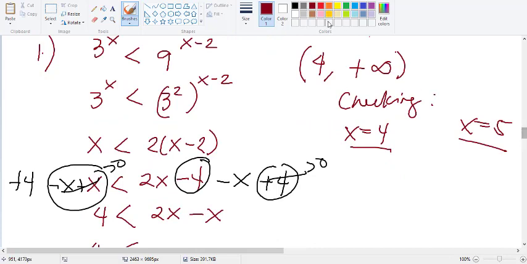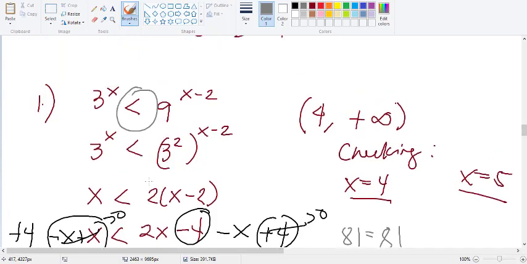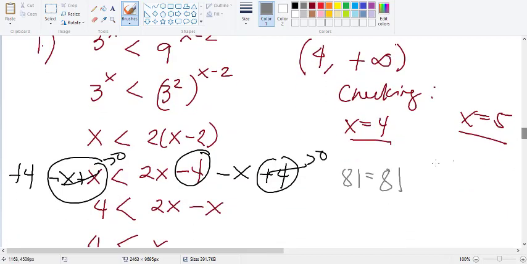So, let's try. Using the calculator again, 3 to the power of 4 is what? 81. And then, 9 to the power of 4 minus 2, which is 2. 9 squared is 81. Okay, teacher. It is equal, but remember, guys, this is less than. It is not less than or equal to. It means less than. Okay? And 81 is not less than 81. 81 is equal to 81. So, meaning this is still false.